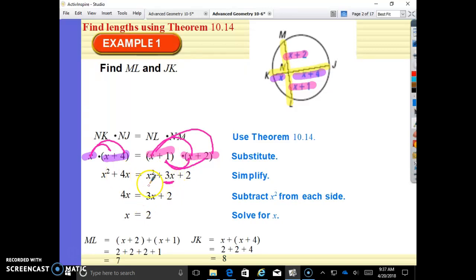Alright, so when you subtract x squared from both sides, they are gone. 4x equals 3x plus 2. Subtract 3x from both sides, and you're going to get x equals 2. Once you have x equals 2, plug back in. 2 plus 2 is 4, 2 plus 1 is 3, 4 plus 3 is a total of 7. And 2 plus 4 is 6, 6 plus 2 is 8. So we have 7 and 8 for our lengths.